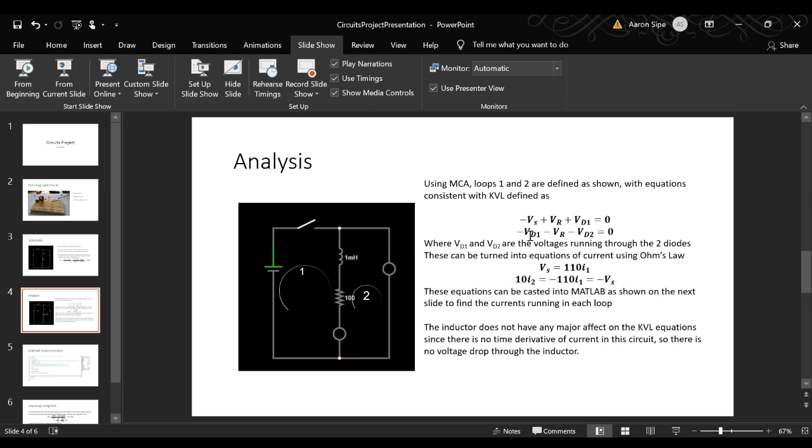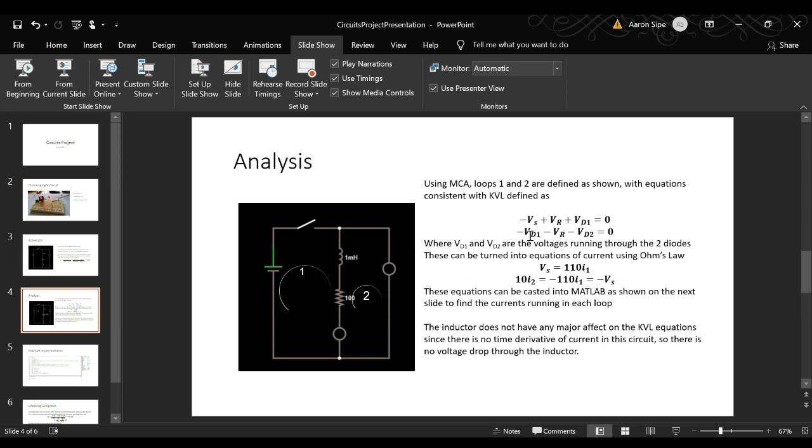Starting with the voltage source being negative Vs, then the inductor can be ignored since there's no time rate of change of current. So that means there's no voltage drop through the inductor. Therefore, the only voltage drops you have to worry about are the resistor and then the diodes. So loop 1 is the negative voltage source plus the voltage drop through the first resistor, a 100 ohm resistor, then the voltage drop through the 10 ohm resistance of the diode.